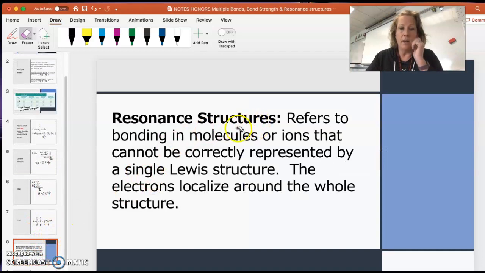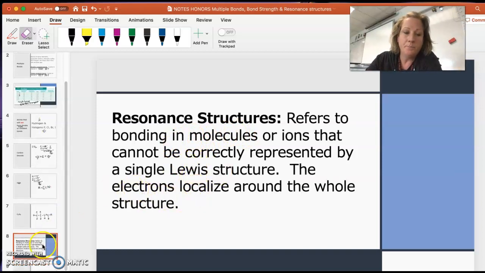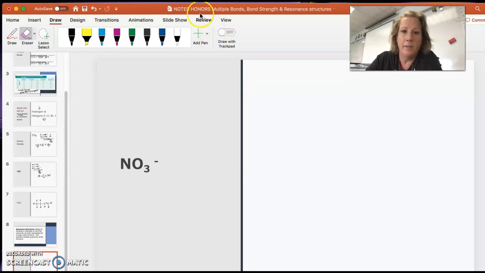Resonance structures are compounds or ions that you can't really draw with just one Lewis structure. You need more than one Lewis structure. And I'm going to show you one example of this. This would be the nitrate ion. If you want to try to draw it without me, then pause it and come back, that would be awesome.